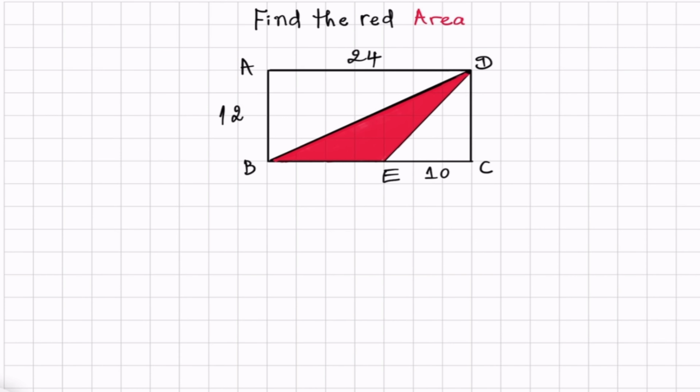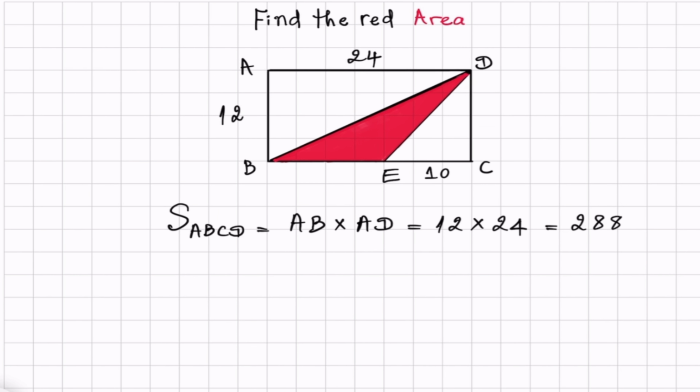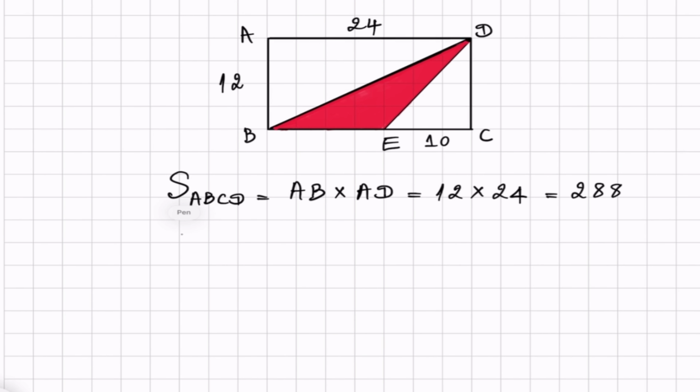Okay, so it is not really difficult. This question is quite easy. We just have to find the whole area of the rectangle ABCD. So the area of ABCD is equal to AB times AD, which is equal to 12 times 24. Then that will be equal to 288.